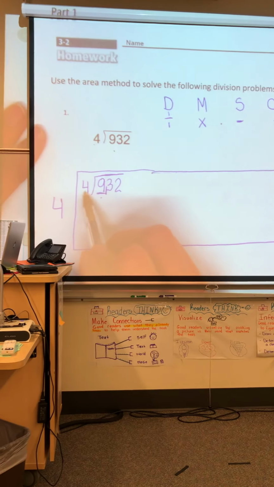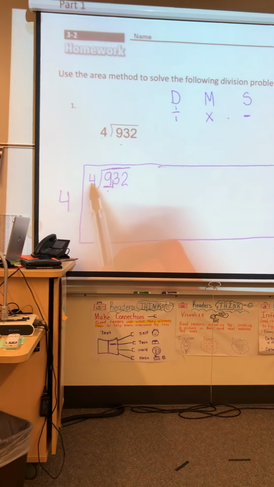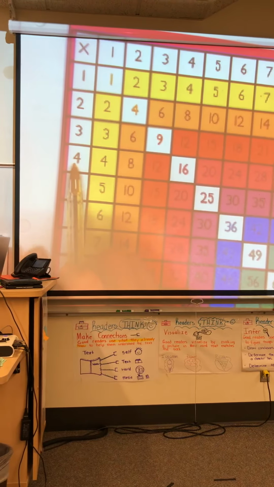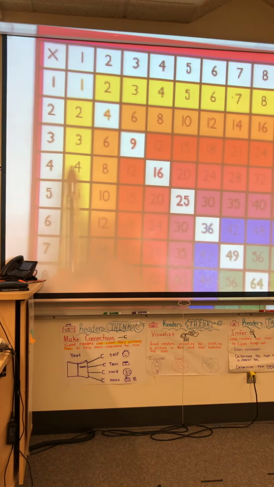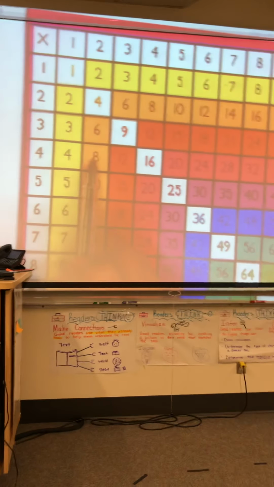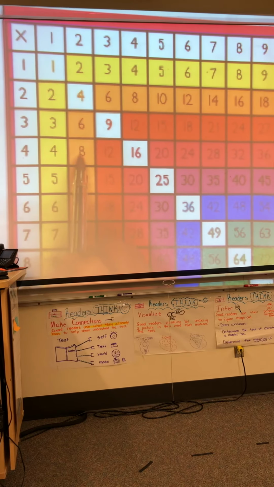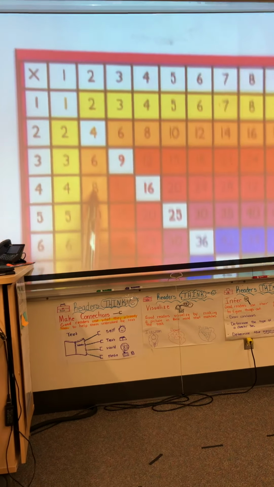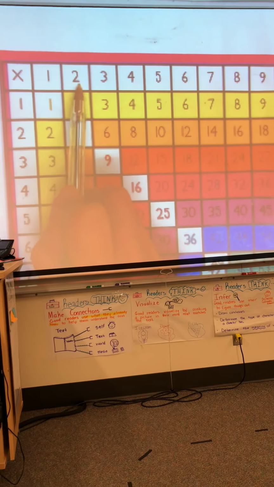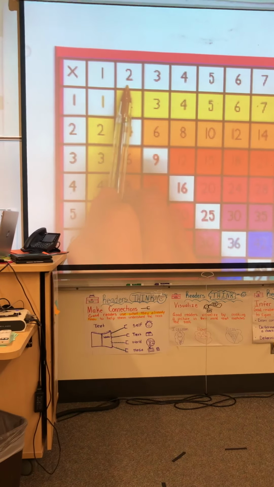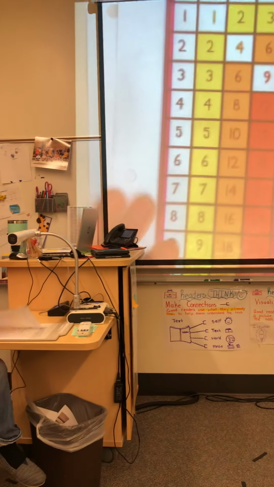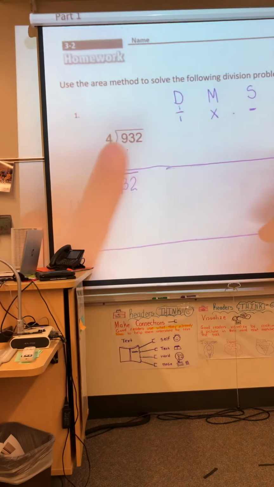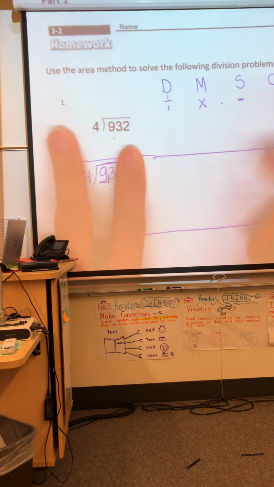Divide means to do my count bys for 4s. Now I can even say this 4 is on the side right here, so I can go to this 4 and follow it in until I get as close to 9. 4, 8, I can't do 12 because I only have 9. 8 is close. I can follow it all the way up to the tippy top, and that's the number that goes at the tippy top. 2. Or I can do my count bys: 4, 8, 2. 2 is going to be my number.